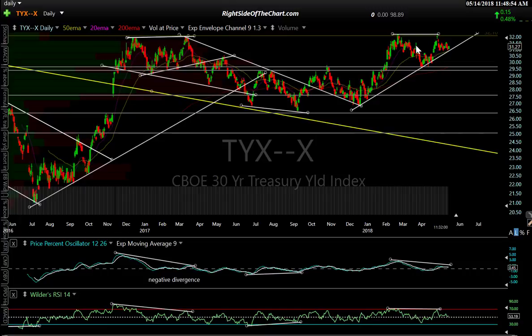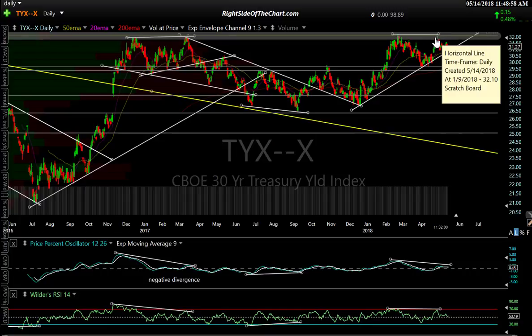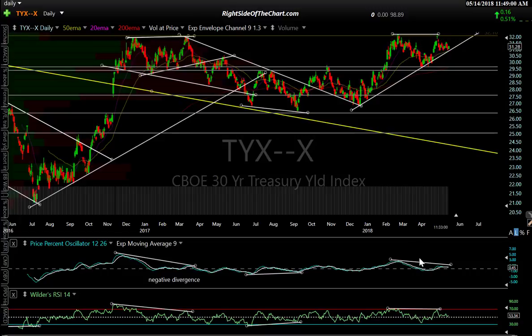So you can see TYX Treasury rates did make a double top high. We had an equal high here. So there's your negative divergence, just like we had positive divergence right here. You can see it on the RSI and the PPO. That marked this bottom. There's the divergence from this point to this point. We had negative divergence right here leading into this high.